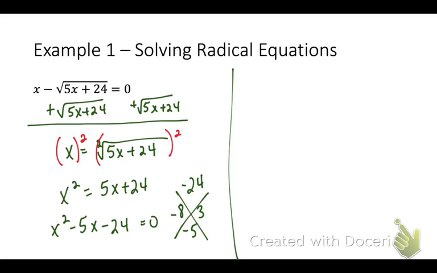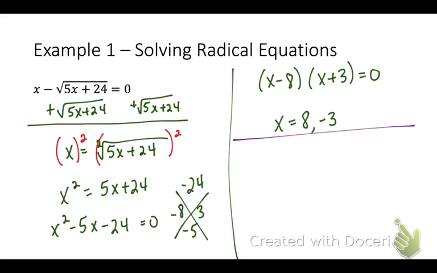Since my a value is 1, or another way to say it is the equation starts with just x squared, I know that this is going to be easy factoring, so I don't have to do factor by grouping. You're welcome to if you want to, but we can just jump to x minus 8 and x plus 3. I can solve this now by setting each of those equal to 0 and solving, and we get x equals positive 8 and negative 3.